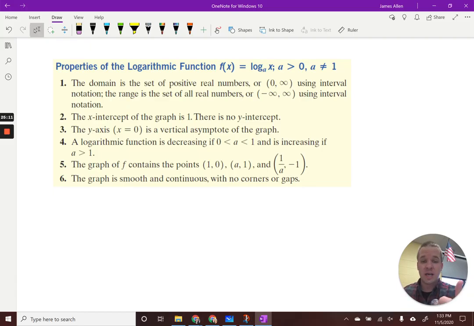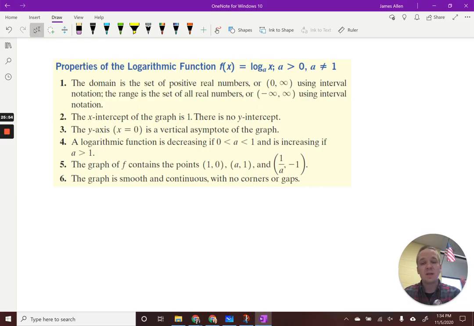Our x-intercept of the graph is going to be 1, just like our y-intercept for exponentials is 1, until we start shifting. There's no y-intercept for a log, much like there's no x-intercept for an exponential until we start shifting around. The y-axis, x equals 0, is our vertical asymptote of the graph, much like the x-axis is the horizontal asymptote of the exponential graph. They're inverses. A log function is decreasing if a is between 0 and 1, and increasing if it's greater than 1, just like the base for our exponential functions.